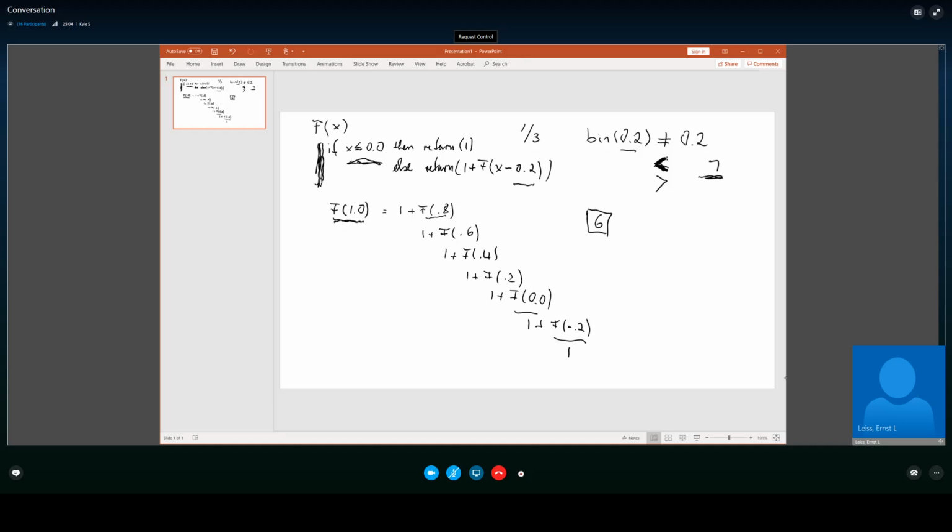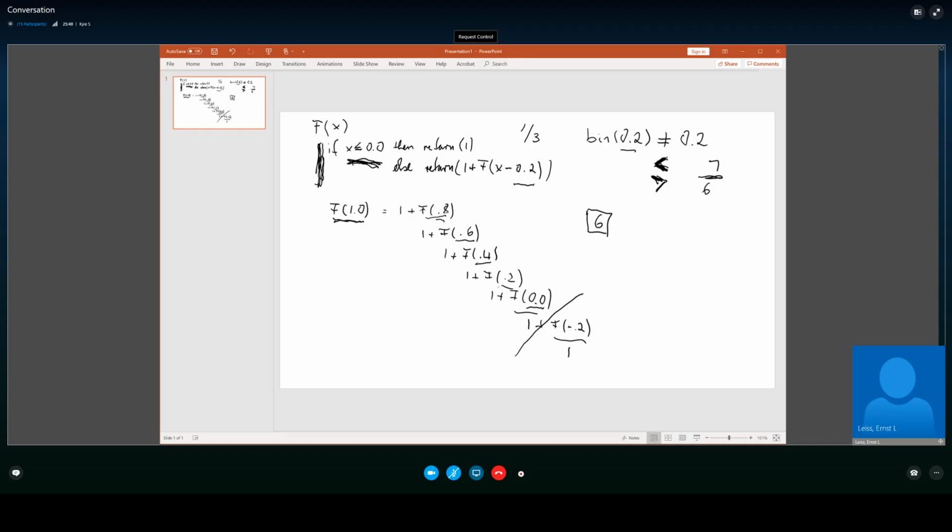On the other hand, if the binary representation of 0.2 is a little bigger than 0.2 decimal, then we get something that is a little less than 0.8 here, and a little less than 0.6 here, and a little less than 0.4 here, and a little less than 0.2 here, and a little less than 0 here, which means it is now less than or equal to 0. And so we get 1, 2, 3, 4, 5, 6.